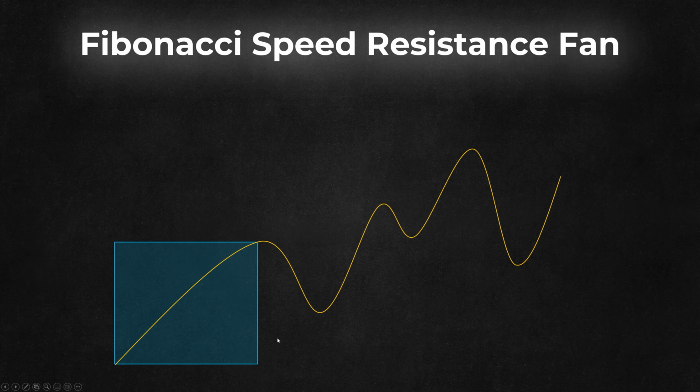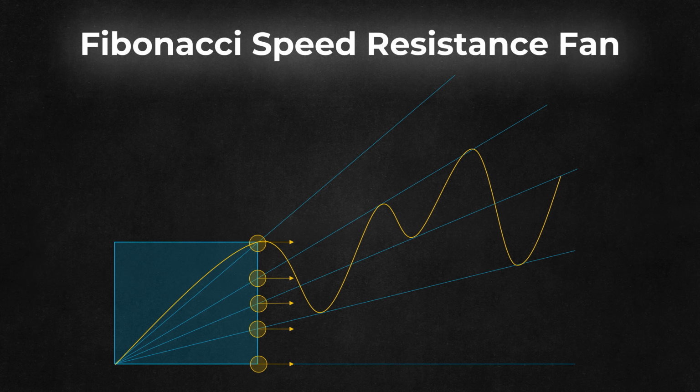The fans are drawn by connecting a straight line from the lower left corner of the square, in the case of an upward price movement, connecting to the points where the various Fib retracement levels intersect with the right part of the square. That provides a fan that can be used for future points of support and resistance.